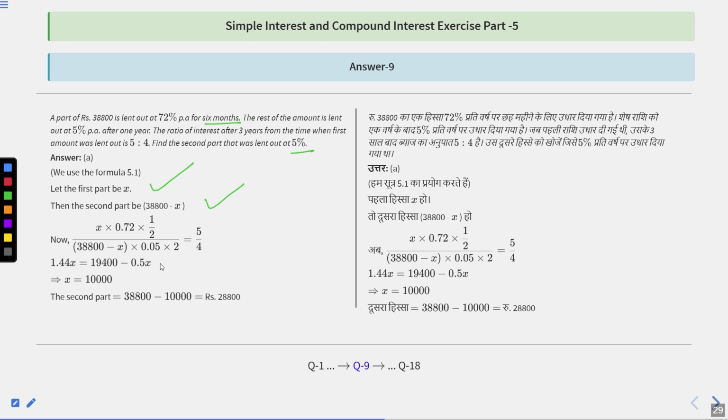Clear? So when we calculate it, we get the value of X, which is 10,000 rupees. So the second part will be 28,800, because we subtract 10,000 from 38,800. So it will be 28,800, which is A, the correct answer. Next one.